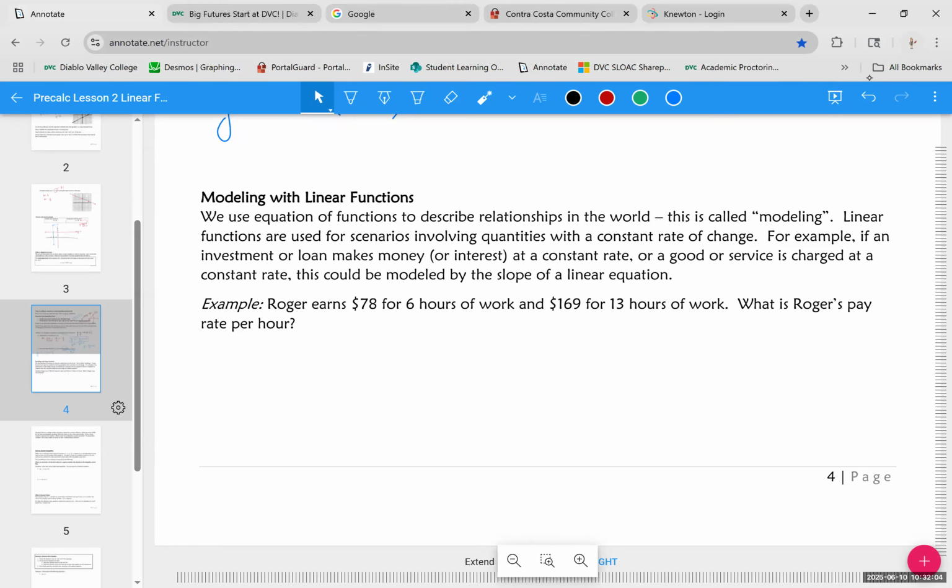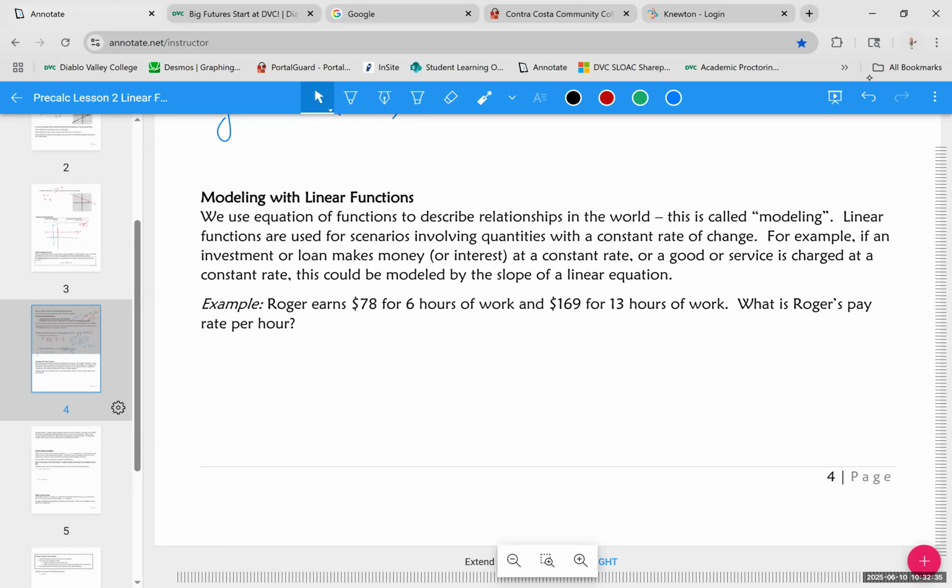if you are getting paid interest on an investment at a constant rate, or a good or a service is charged at a constant rate. For example, your salary or your hourly wage, right? You get paid the same amount per hour, and so that is a constant rate. Or you get charged the same amount per item you buy. That's another constant rate, right? So that's where we would end up using linear equations.